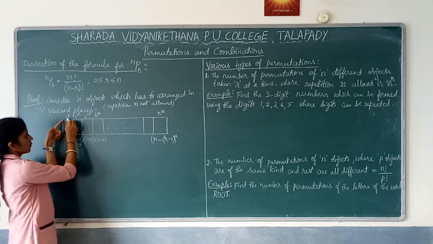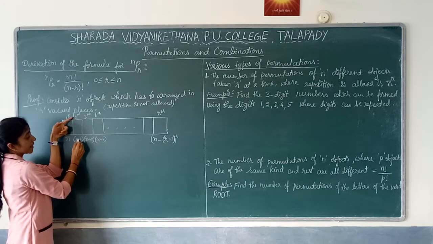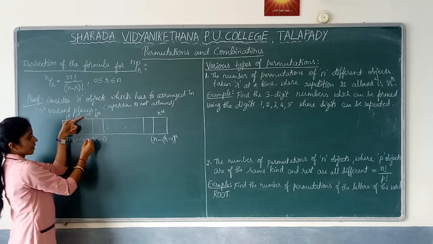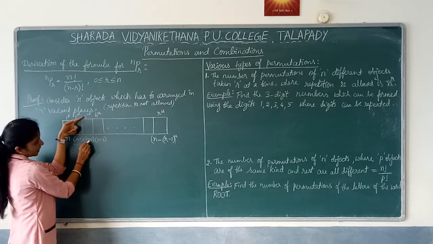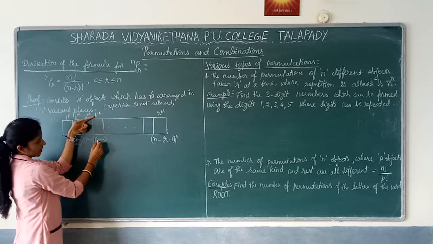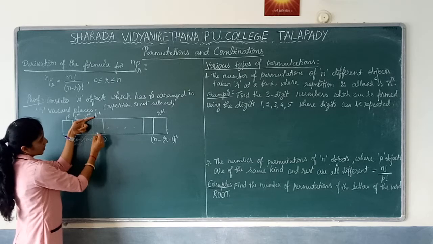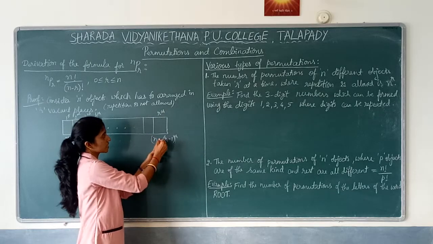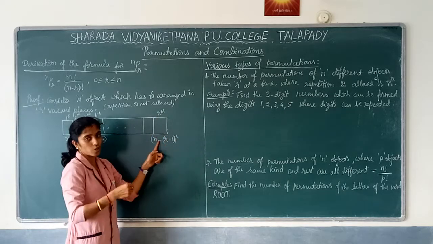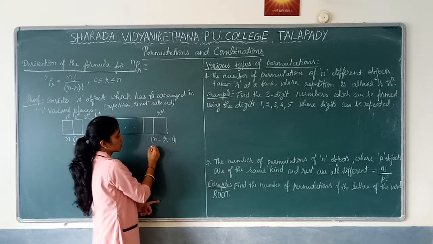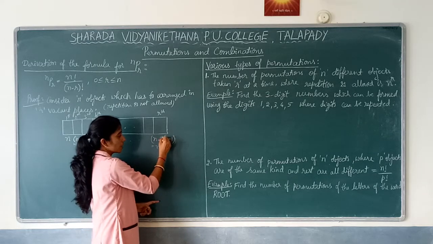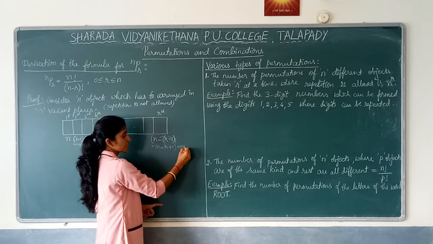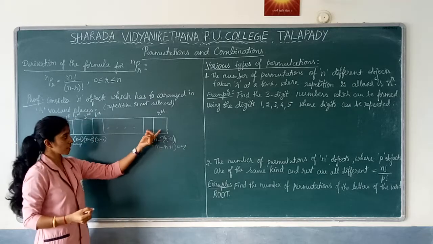Again I will tell you: first place in n ways, second place n minus 1, the relation between this is, here it is 2, here it is 1. Third place in n minus 2 ways, so here it is 3, 1 less than that, and the fourth place can be arranged in n minus 3. How did you get 3? It is 4 minus 1. Like that, the rth place can be arranged in n minus (r minus 1) ways. So this is equal to n minus r plus 1. We can arrange the last place in n minus r plus 1 ways.